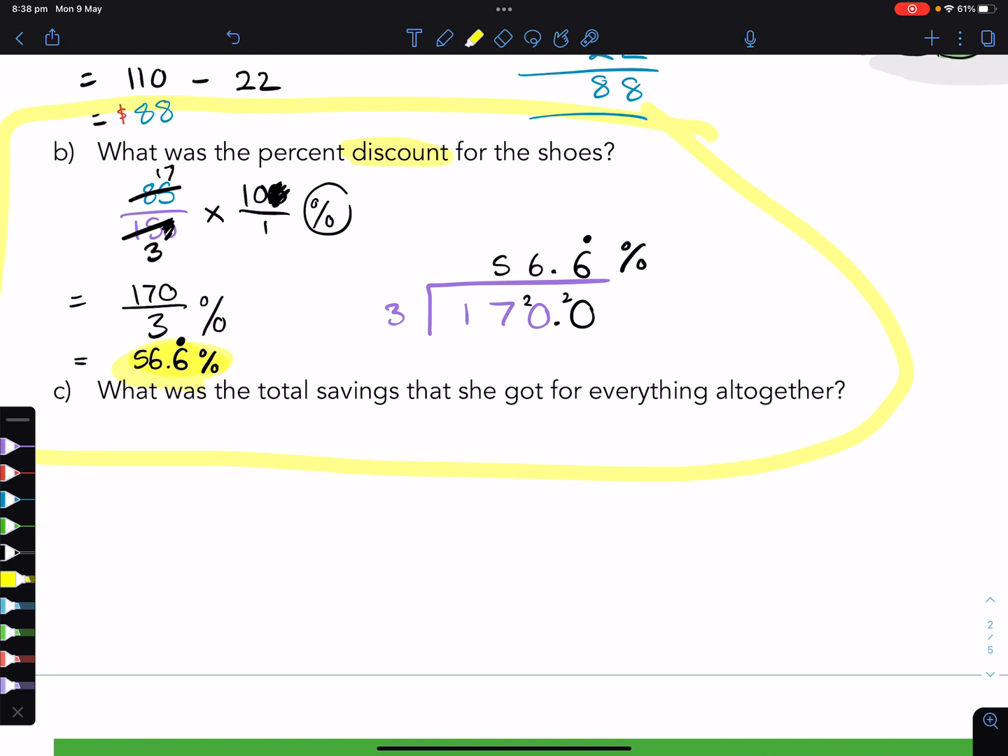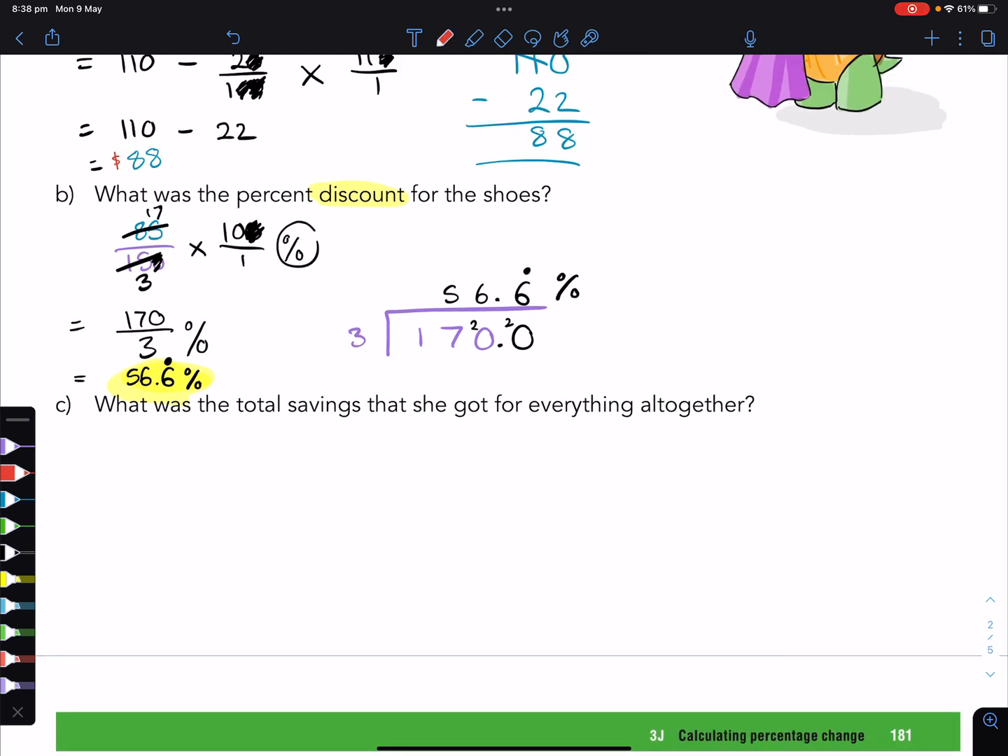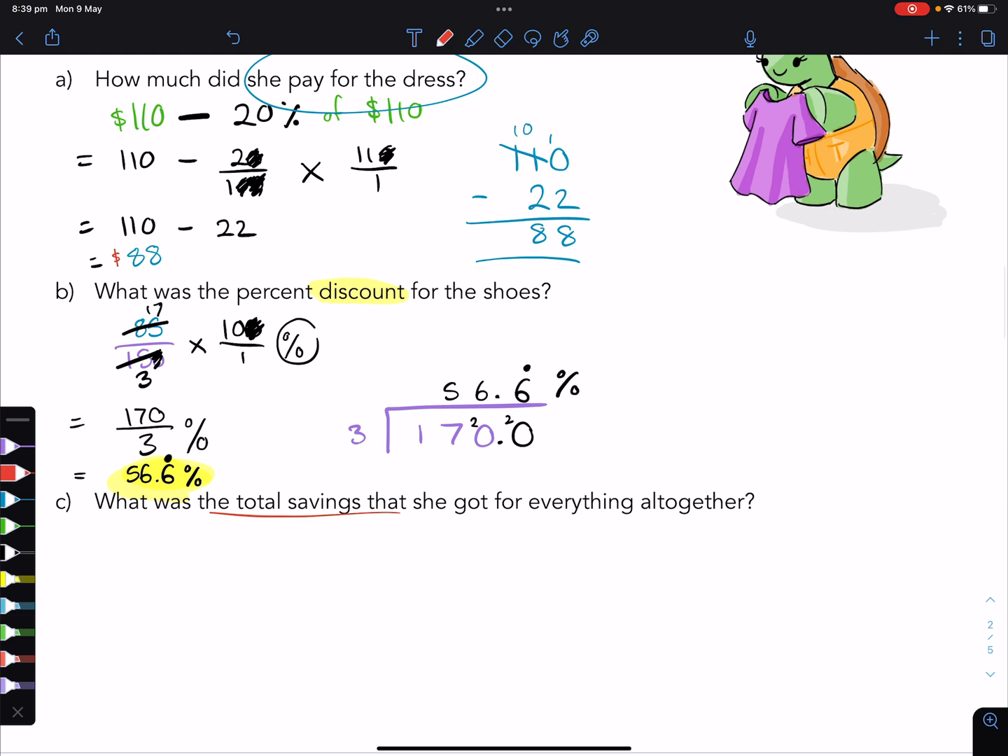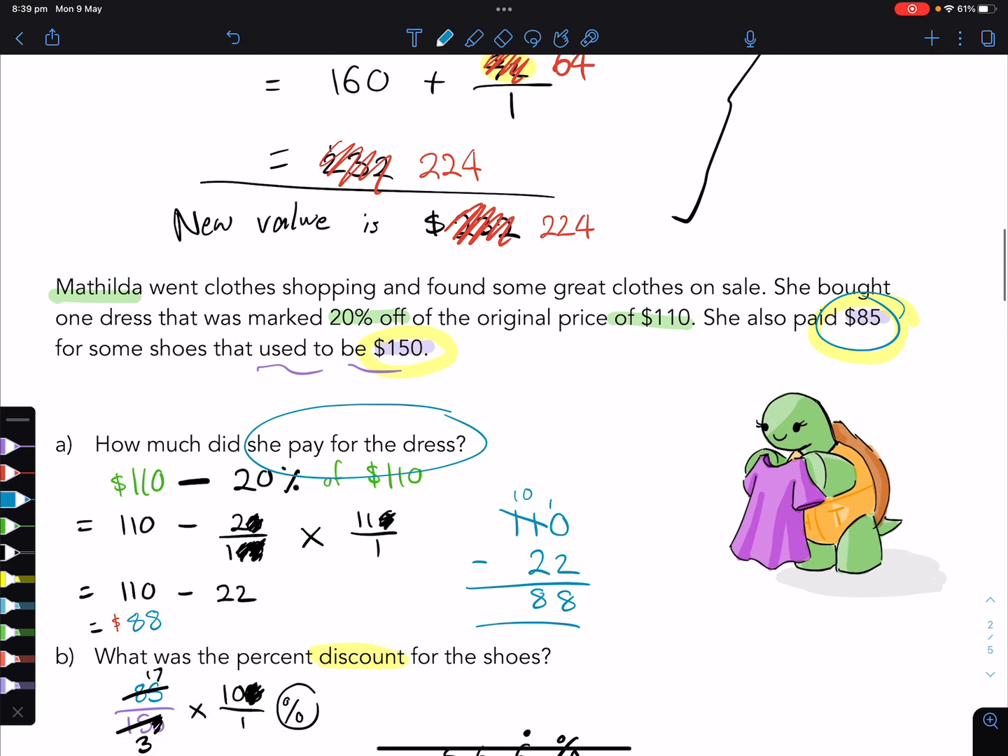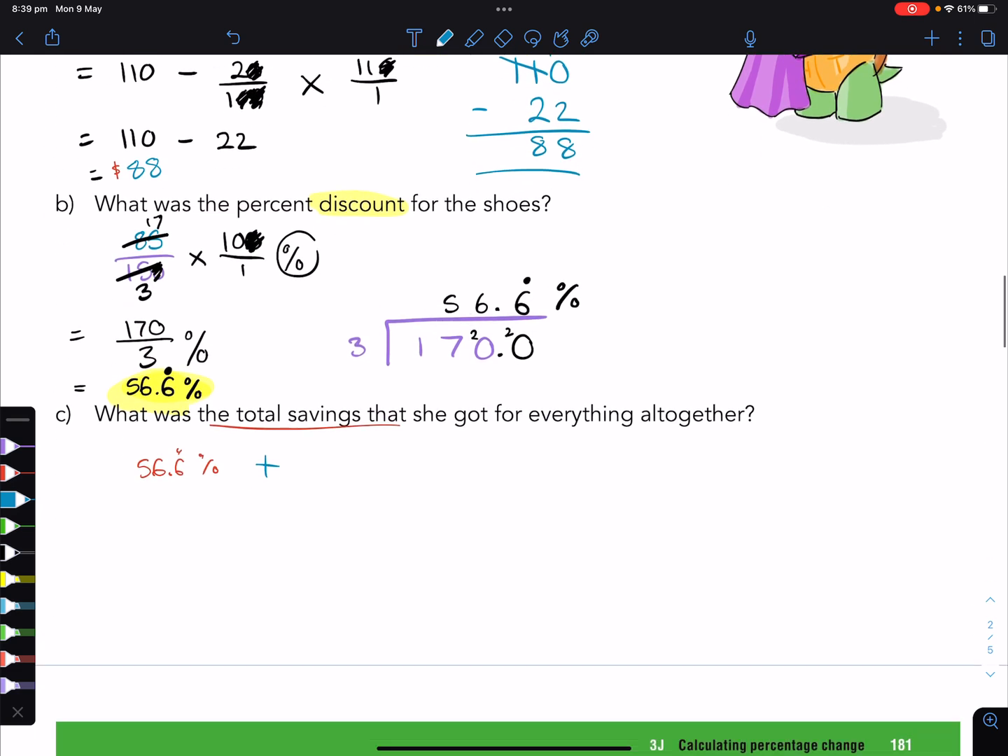What is the total savings that she got for everything altogether? This is just me trying to be mean with my year 7s in the past, where I was trying to give them some revision sheets to challenge them to be a little bit harder. The total savings. So she saved, I think, my first gut feeling is, can I just add the cost savings that I just calculated for the shoes, and then add that saving percentage for the dress, which would be 20%.